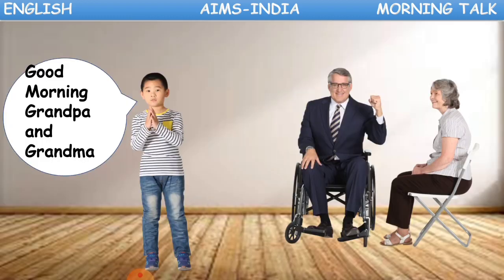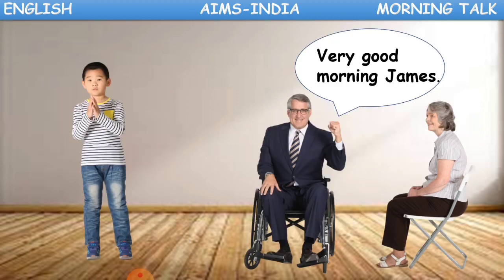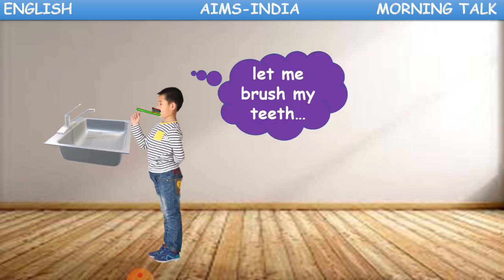Okay children. Now after James woke up from the bed and entered the hall, he saw his grandpa and grandma, his grandfather and his grandmother. Immediately, what do we have to do? We have to wish our elders. Good morning grandpa and good morning grandma. Or else you can say, good morning grandpa and grandma, together. Then the grandparents reply to James, very good morning James. In return they are greeting James.